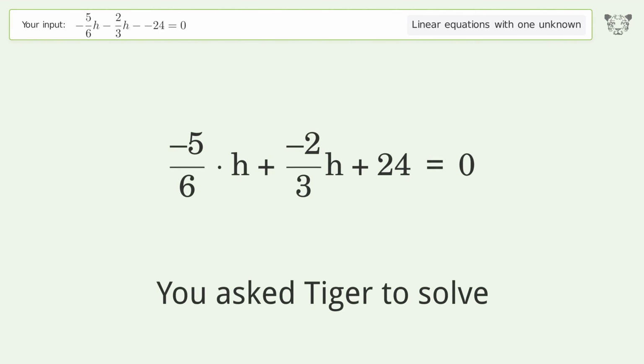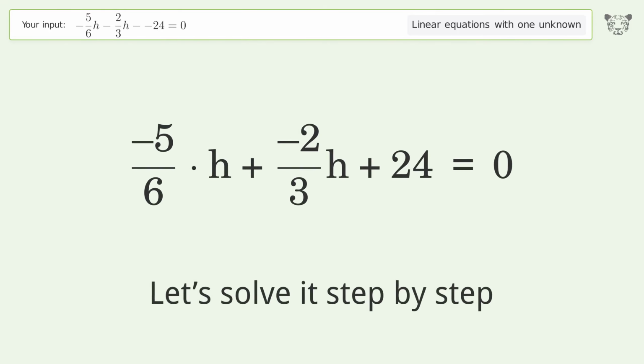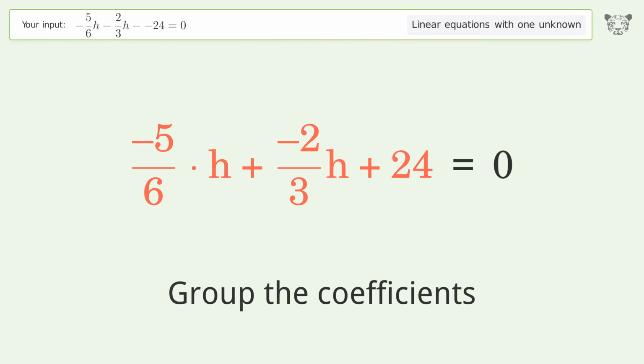You ask Tiger to solve. This deals with linear equations with one unknown. The final result is h equals 16. Let's solve it step by step. Simplify the expression. Group the coefficients.